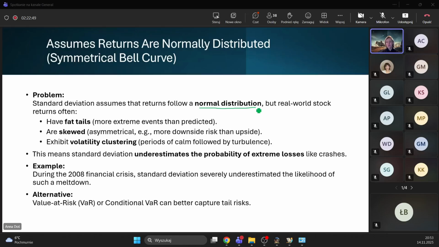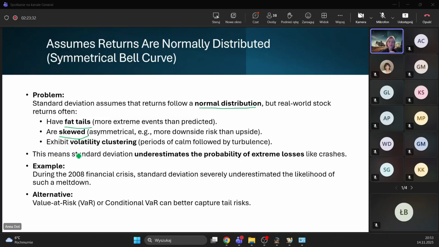And in the real world, this never happens, because the returns often have fat tails, meaning that there are extreme events and they happen more often than as for normal distribution. The returns are skewed, meaning that there can be more downside risk than upside risk. And this means that it is possible that there are many big losses and few big gains, or the opposite. There can be lots of big gains and very few big losses. This is the problem of the skewness.